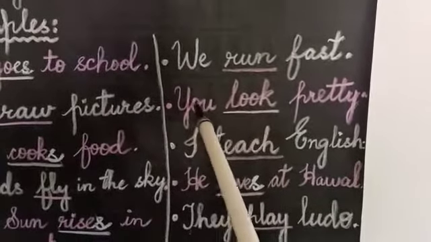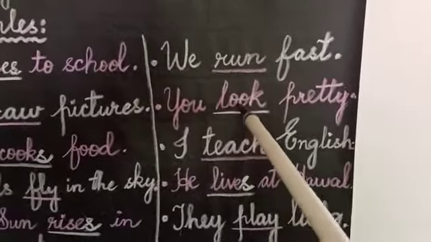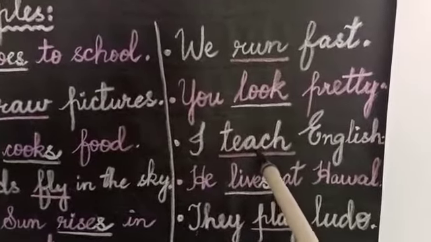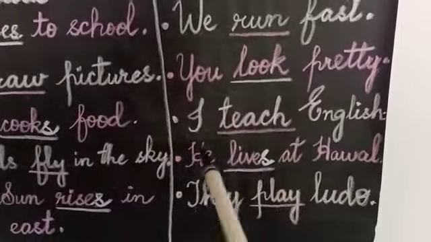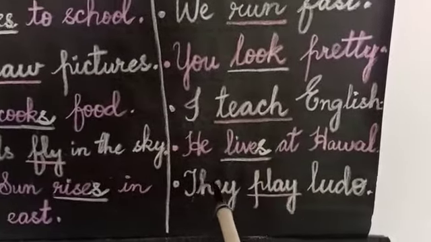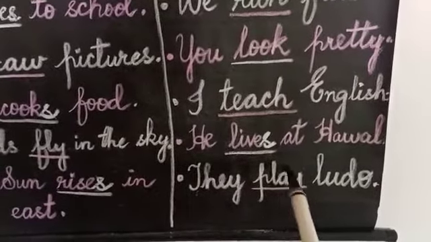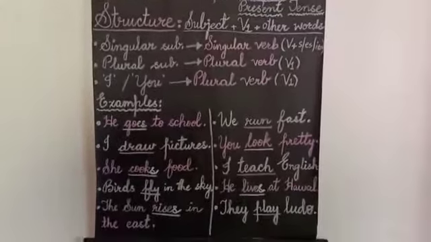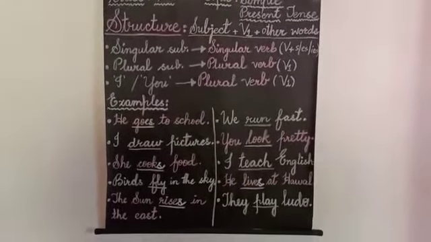You look. Subject is you, so we have used the plural verb. I teach. Subject is I. We have used the plural verb. He lives. He is a singular subject, so we have used the singular verb. They play. They is the plural subject, so we have used the plural verb. Hope you have understood today's concept. It was the structure of simple present tense.